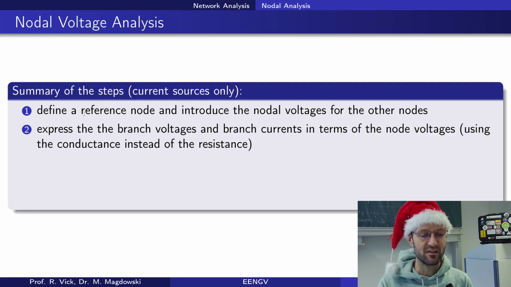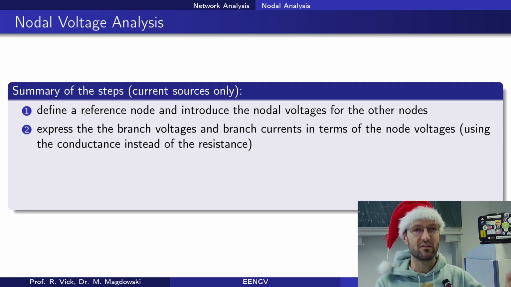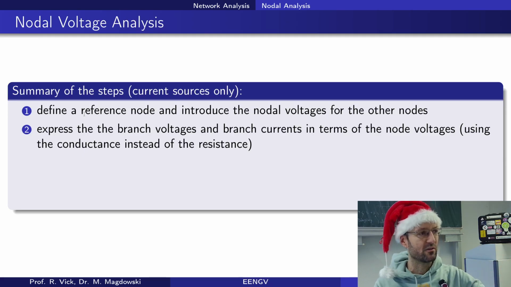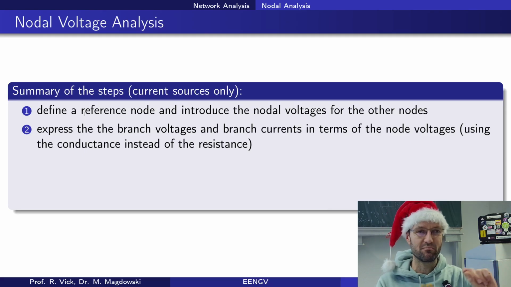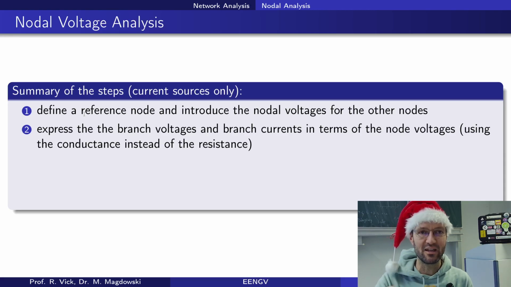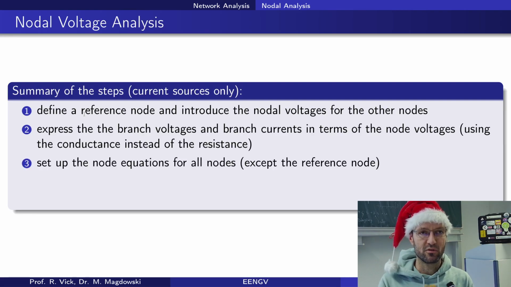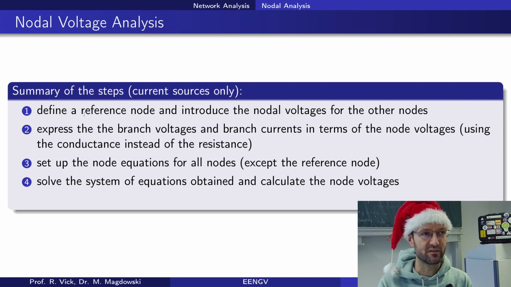In these equations, the current is voltage divided by the resistance. We would always have this 1 divided by the resistance, 1 divided by the resistance. And because we are lazy in writing, we use conductances instead of resistances. Then we set up all the node equations or nodal equations except for the reference node, and then we get a system of equations.